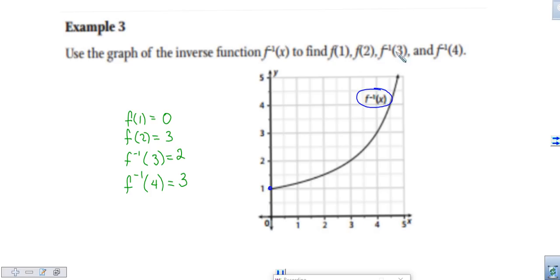Okay? F inverse of 3, well, these are the same. So you do normal starting on the x-axis. Okay? So 3 goes to 2. And F inverse of 4, these match. Okay? So you start at 4, you go up, and that's at 3.